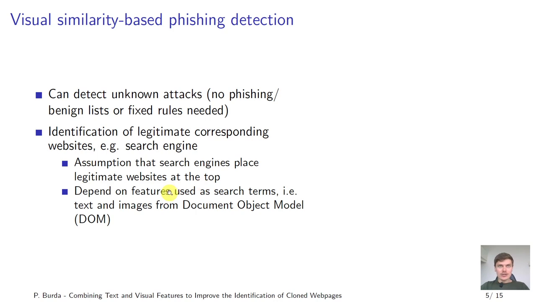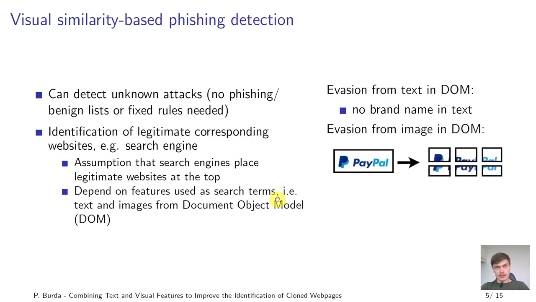And also this depends on the features that are used as search terms. For example, in this case, textual features and images from the document object model of a page. However, there are some evasion techniques. Again, as I mentioned before, there could be no brand reference in the source code of the page, and even if there are logos embedded in it, those can also be split or generated with CSS and other techniques, like the Microsoft phishing attempt I talked about before.